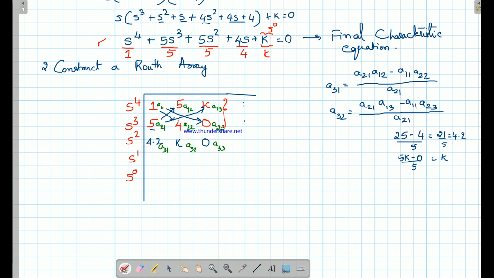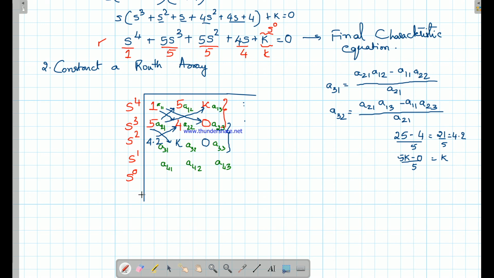Again, what we did for the first two rows, we will now do for these two rows. Same thing. Now what we will do is 4.2 into 4 minus 5 into k divided by 4.2. The entries of this row will be A41, A42 and A43: fourth row first column element, fourth row second column element, fourth row third column element.